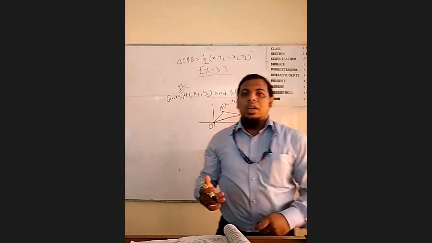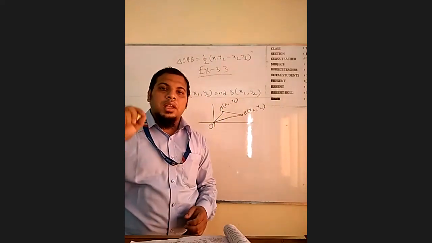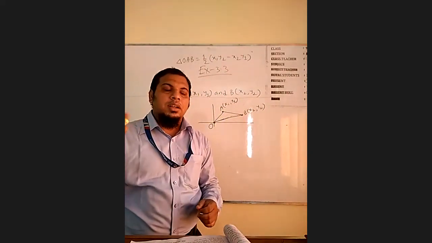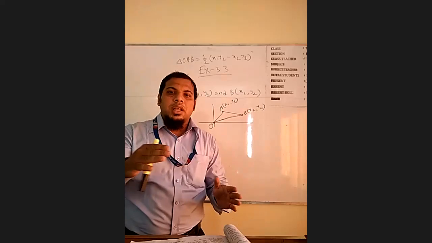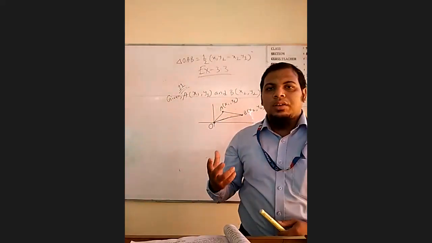How do we find the coordinates when any point divides any line segment in M1 is to M2 ratio? At first, we have learned the first principle.